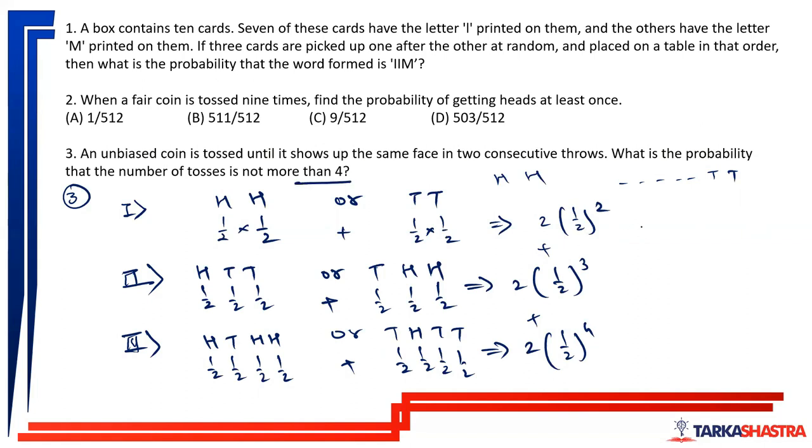Now, 1 by 2 into 1 by 2 square is 2 into 1 by 4, that is 1 by 2, plus this is 1 by 2 square, that is 1 by 4, plus this is 1 by 2 to the power 3, so 1 by 8. So in the base, 8 will come. 2 into 4 is 8, so 1 into 4. 4 into 2 is 8, so 1 into 2. And then 8 is as it is. So 7 by 8. 7 by 8 is the probability that the number of tosses is not more than 4.